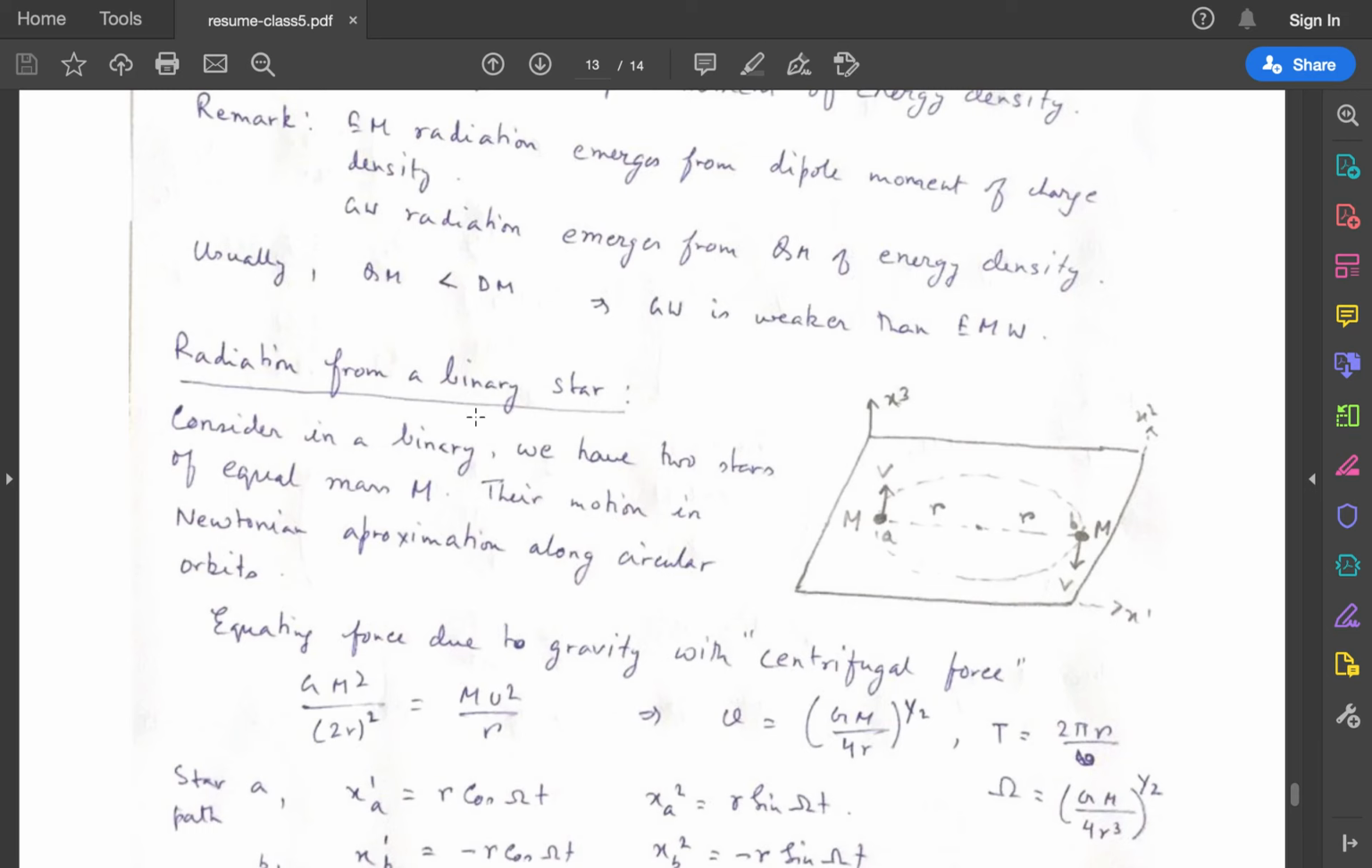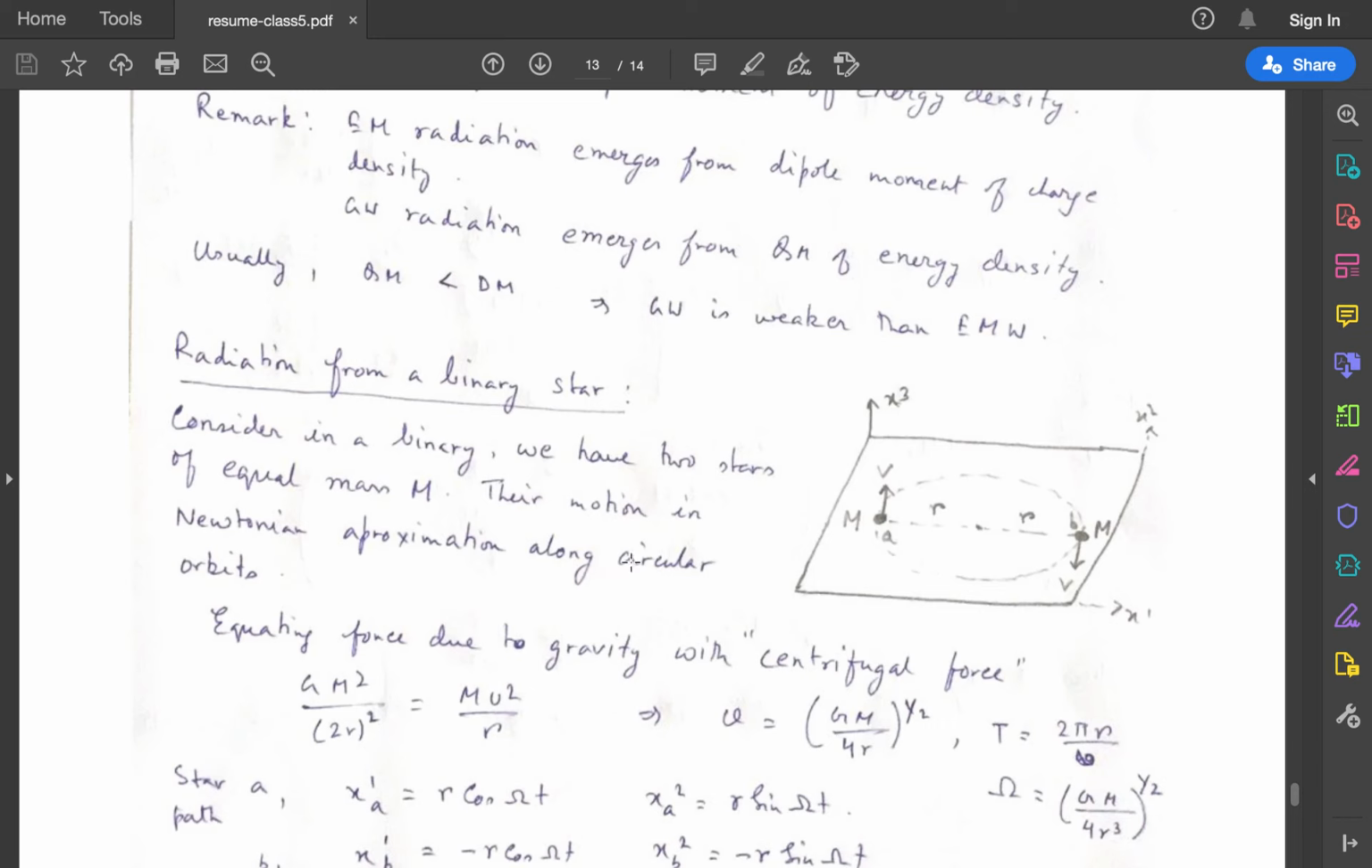Okay, so here what we do is we consider a binary. Okay, and this binary has some special thing. The binaries are due to two equal stars rotating around each other. As their masses are the same, you know that they will be rotating around their common center, which means this will be r and this will also be r. Let us call this star A and this star B. Okay, so we will do some Newtonian approximation calculation.